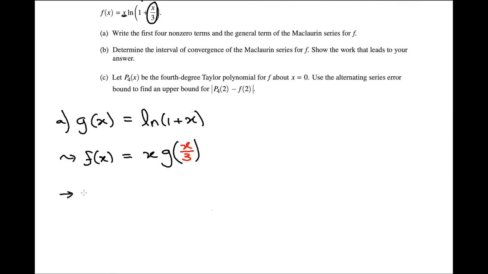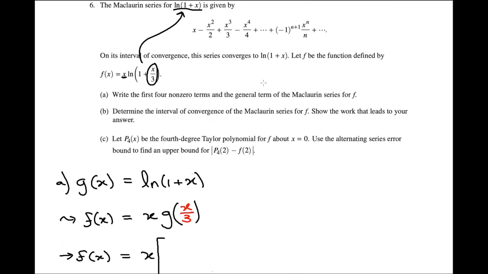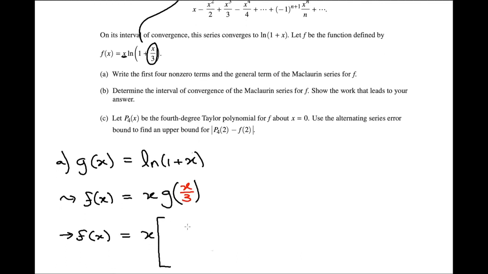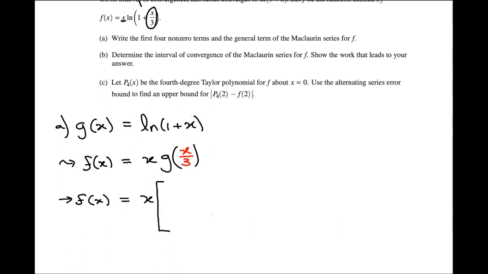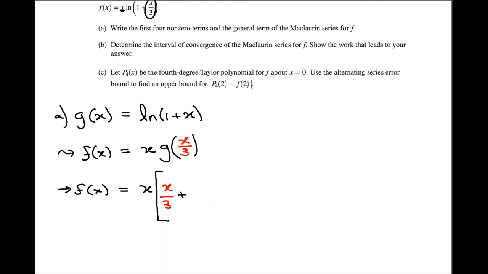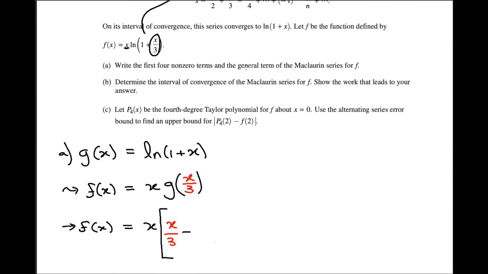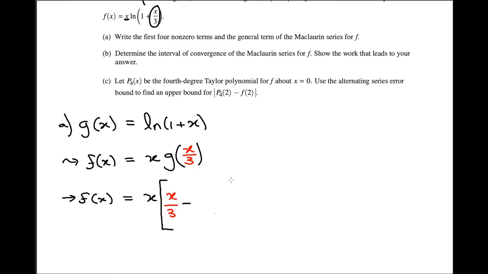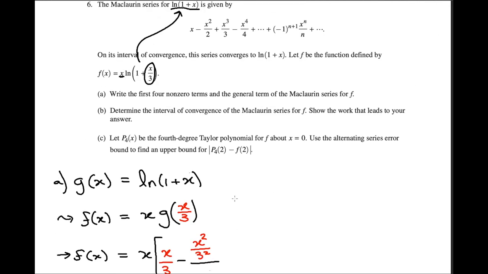So we can now say that f of x is equal to x times, let's plug this stuff in. We're going to start with just x over 3. And then minus, sorry, that should be minus x squared over 2. So we're going to have x squared over 3 squared, because remember, we're plugging in x over 3, divided by 2.